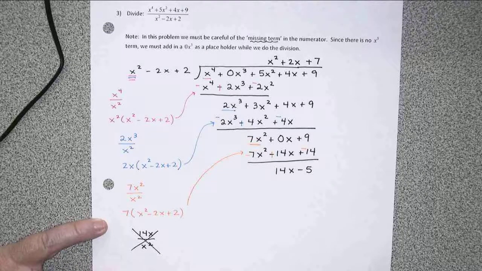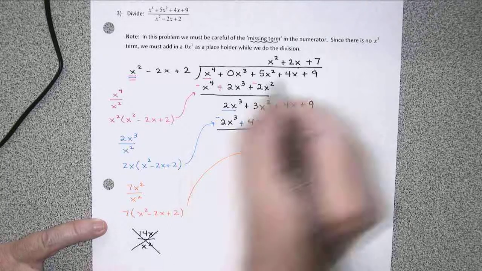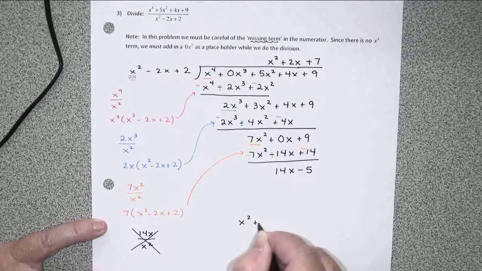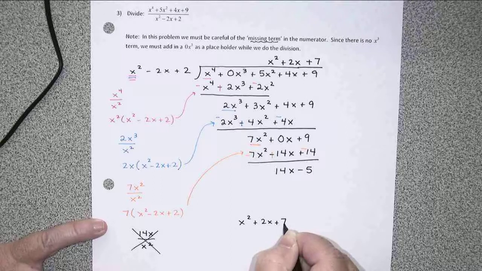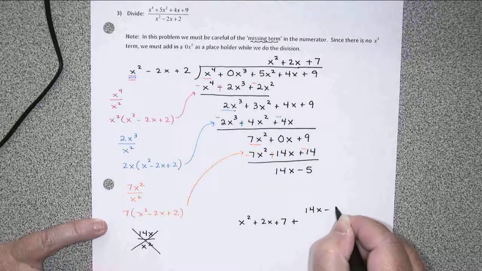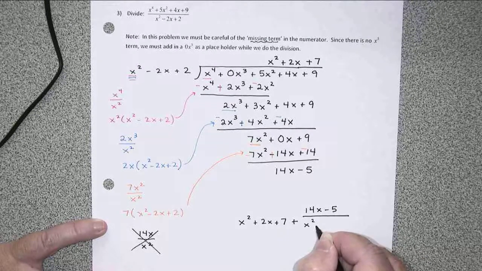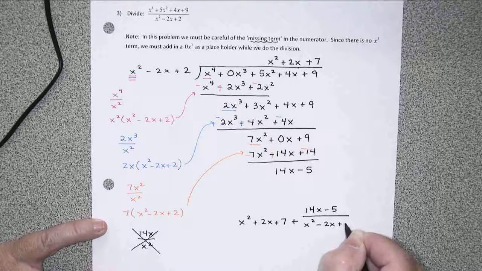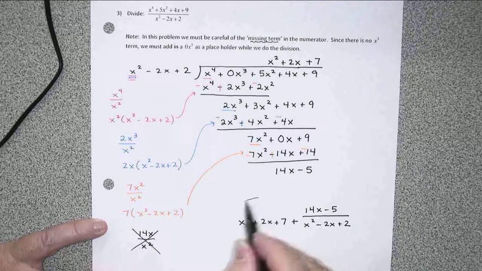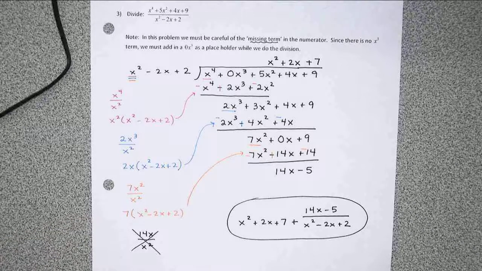It did not come out evenly, so let's go ahead and write the answer with the fractional form of the remainder. The answer was x squared plus 2x plus 7, plus I take my remainder, 14x minus 5, and that's still divided by x squared minus 2x plus 2. So once again, since the division did not come out evenly, I could not write the factored form of my numerator using what we've done so far.